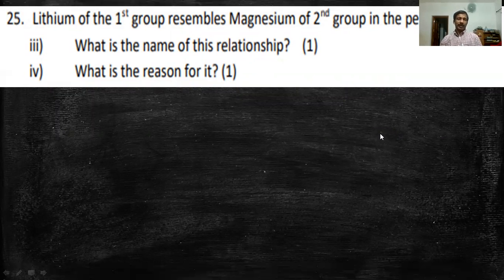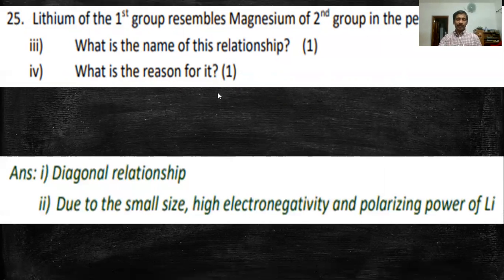Lithium of the first group resembles magnesium of the second group in the periodic table. What is the name of this relationship? Diagonal relationship. What is the reason for it? I'm telling it 5 or 6 times, isn't it? Diagonal relationship is due to similar size, similar ionization enthalpy, similar charge to radius ratio. Small size, high electronegativity and polarizing power, charge to radius ratio.